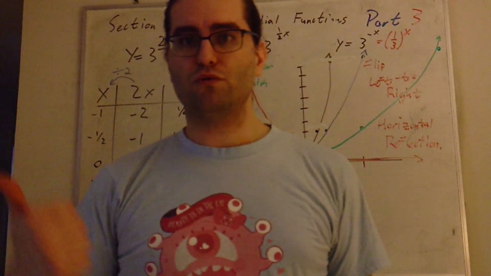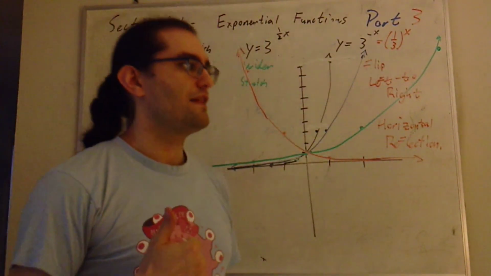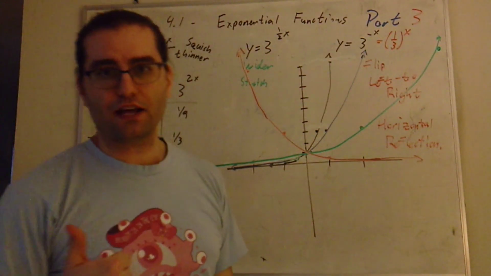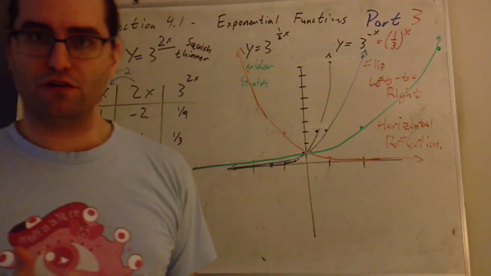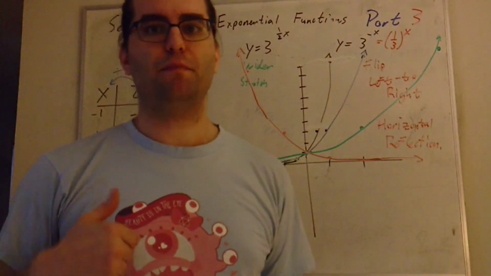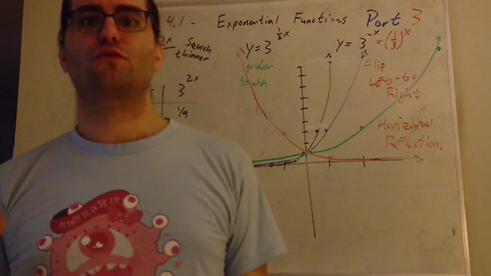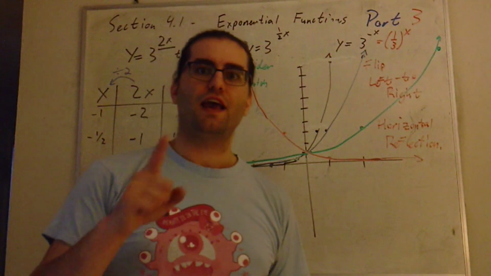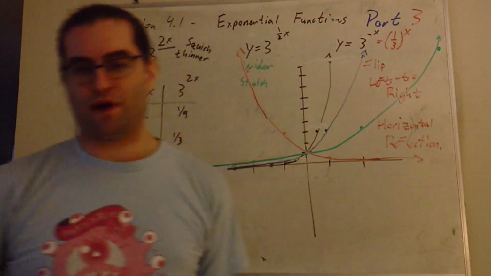And the golden rule of thumb is things that happen outside of the function create vertical effects in the direction you expect. Things that happen inside the function create horizontal effects in the opposite direction you would expect.